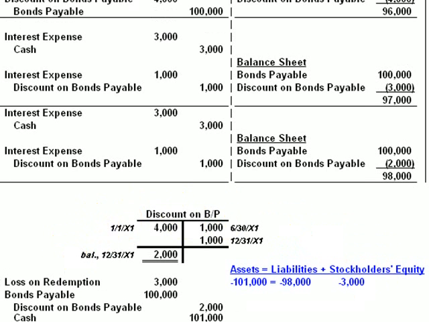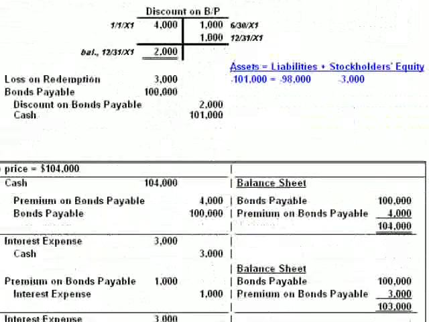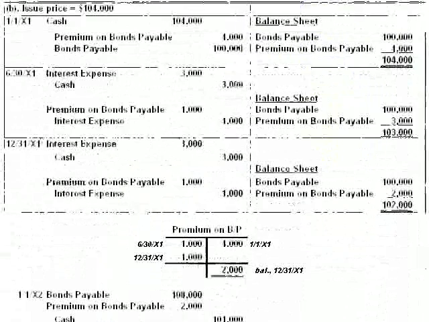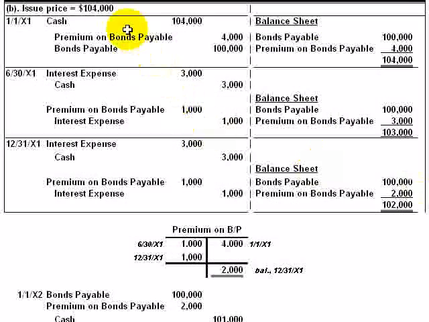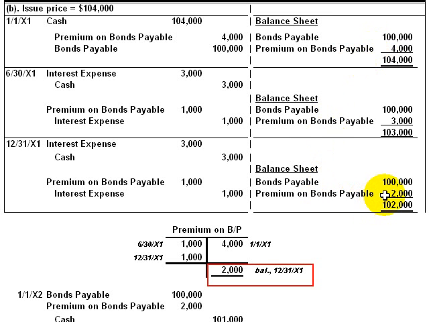Let's now account for the redemption of the bonds that were issued at a premium price. In the previous exercise, we accounted for the bonds when they were issued at a price of $104,000. We had a premium to record on these bonds, and we amortized the premium over the life of the bond issue. As of December 31st, 20X1, $2,000 of the original $4,000 had been amortized. That left us with a balance of $2,000 in the premium account.